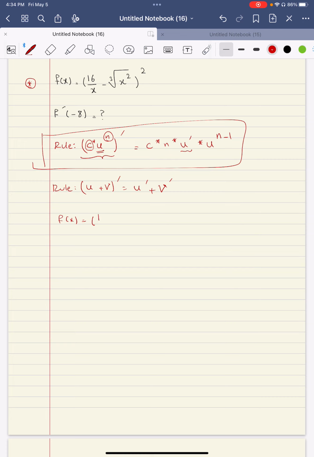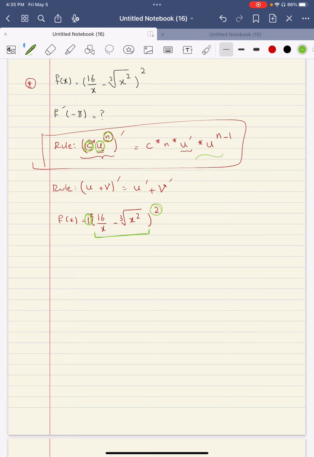So f(x) is (16 over x minus the cube root of x to the power of 2) to the power of 2. I'm going to add times 1 in the beginning part of the problem. So right now, taking a look at this rule, the c is number 1, the u is the whole thing in bracket, and the power 2 is the n.